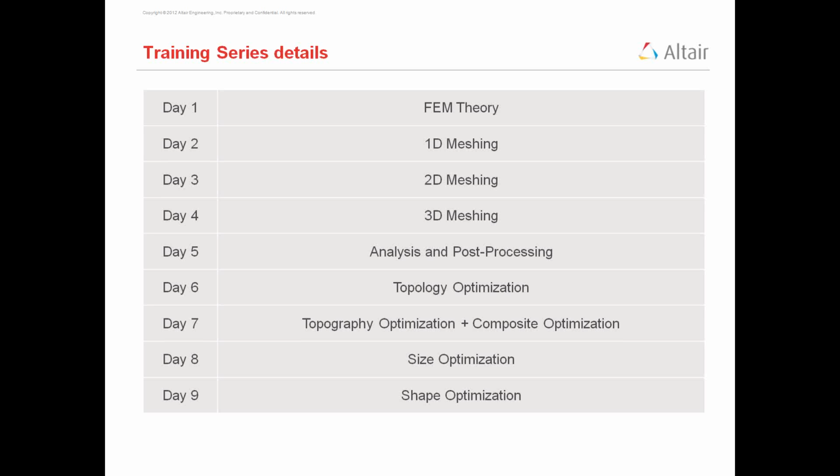In this series, I have covered day 1 FEM theory, day 2 1D meshing, day 3 2D meshing, and day 4 3D meshing. In day 5, I discussed analysis and post-processing, which I divided into 3 different parts. In day 6, I covered topology optimization, where I discussed topology optimization parameters, and I divided that into 2 parts, part 1 and part 2.